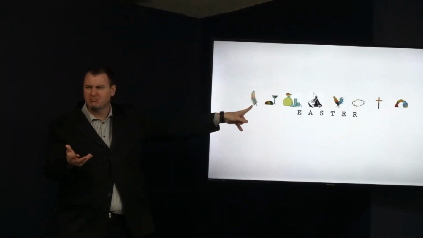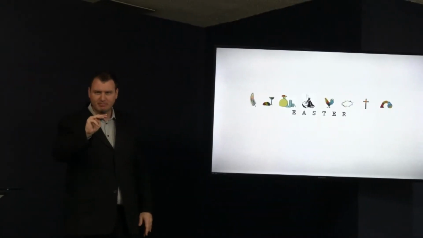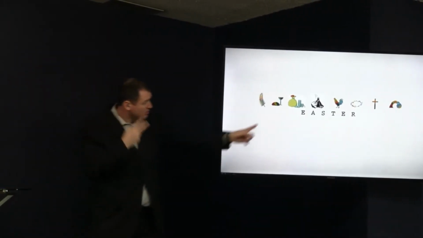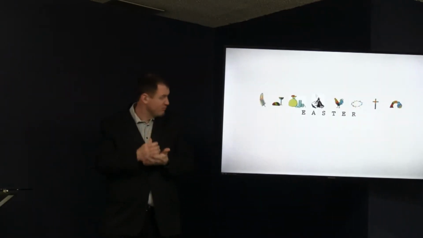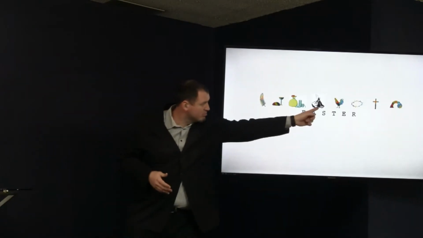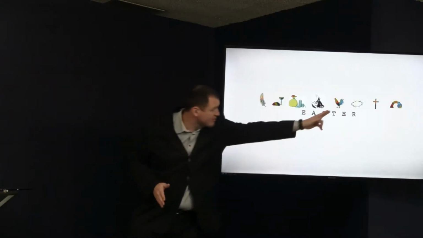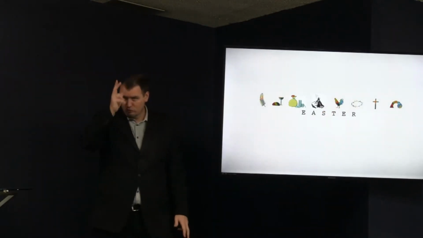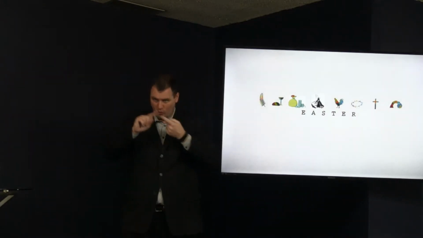First icon, what is it? It's a palm branch. So this is the bread and the wine. Third one, fourth. This is one here, the next one, crown of thorns.